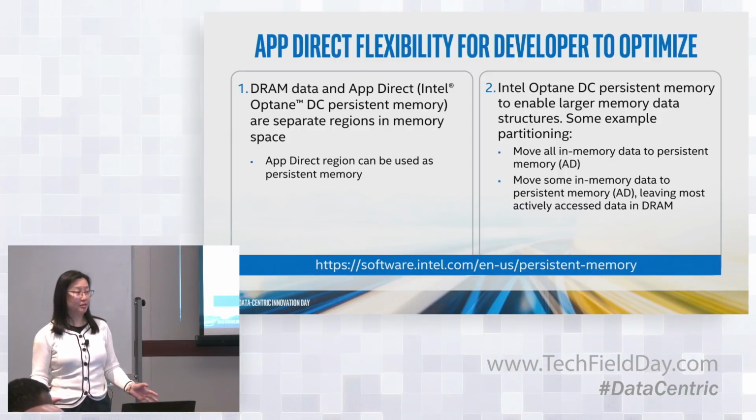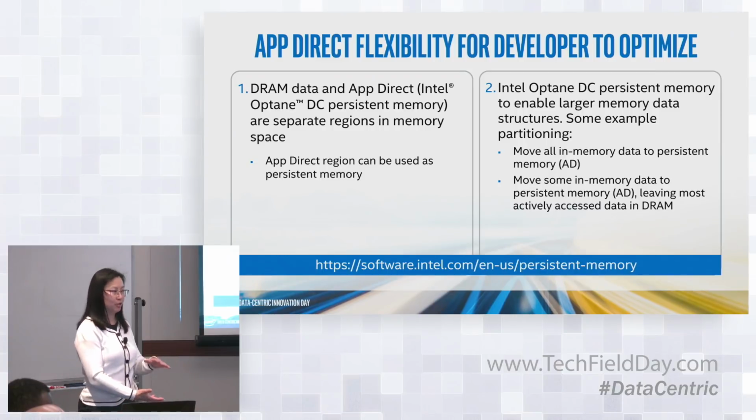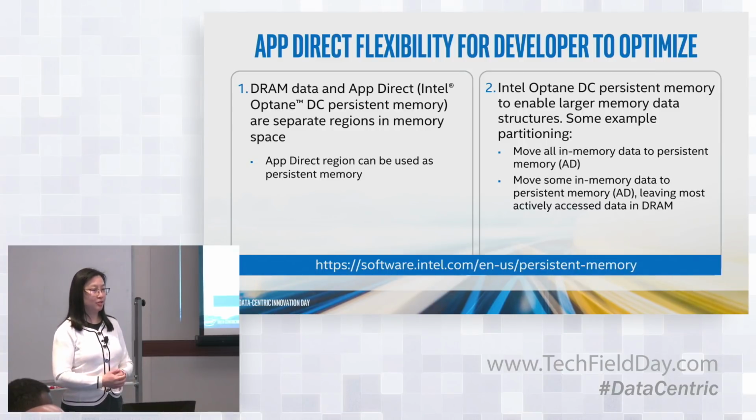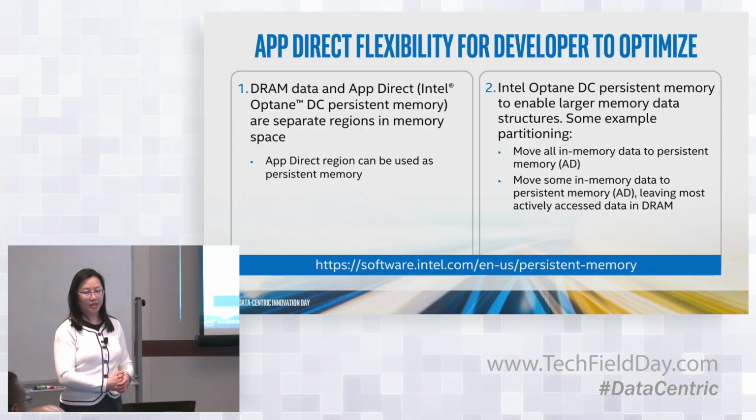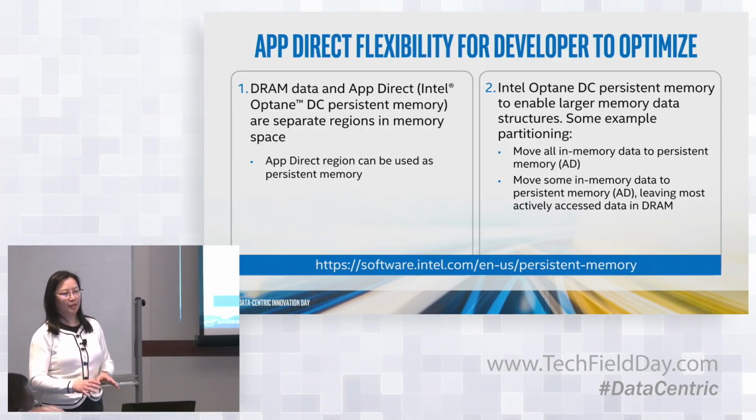There are many different ways that an application can take advantage of this persistent memory space. One of them is to move content that was in DRAM over to this App Direct space, and it enables larger data structures or TCO balance, that type of thing. One way to do that would be to take your entire data and move it all into App Direct. Probably a little bit more efficient way to do it is to move some of the data, let's say of an in-memory database, into persistent App Direct space and leave most of the actively accessed data in DRAM.